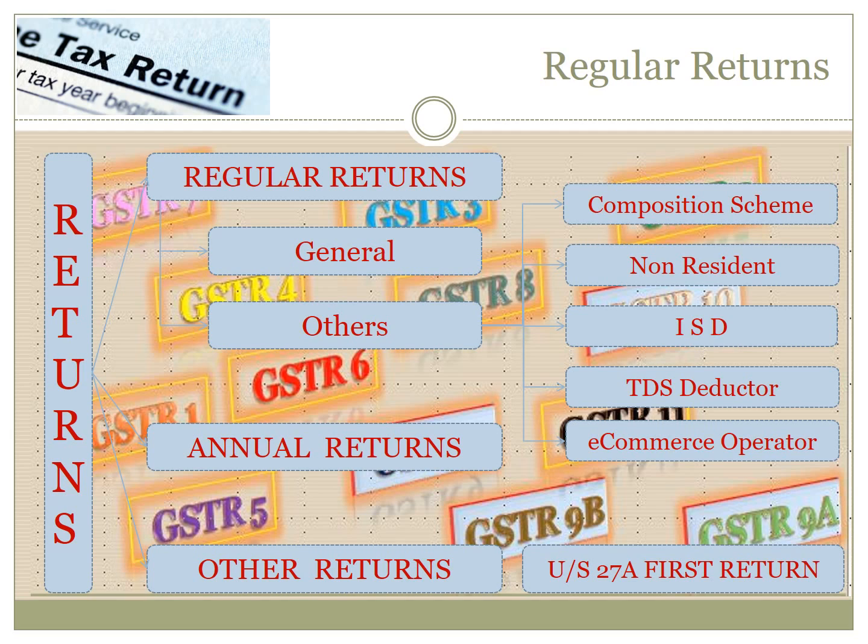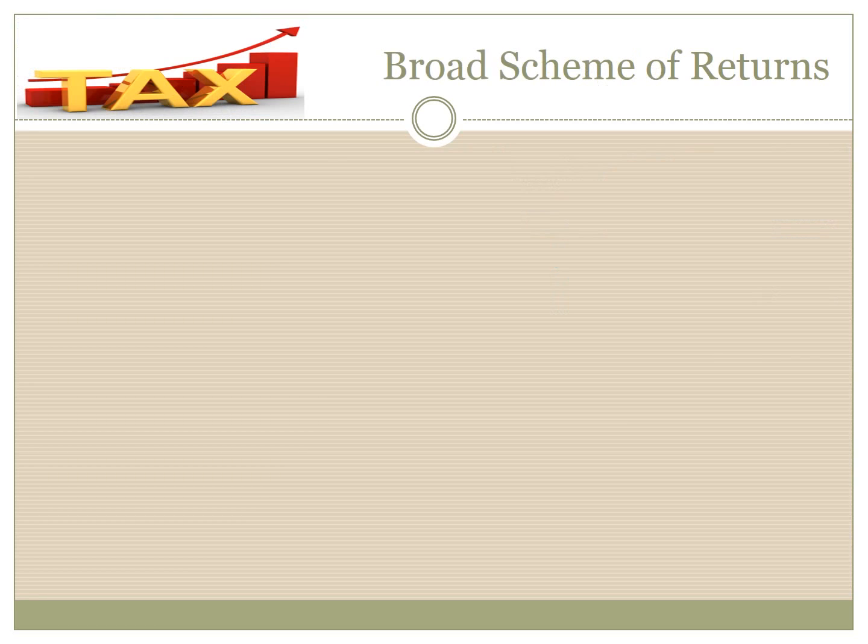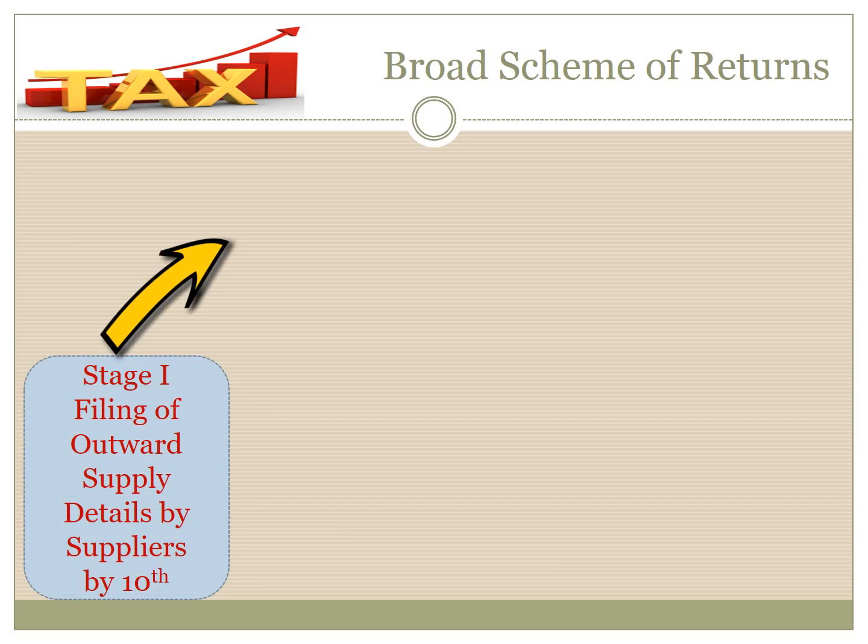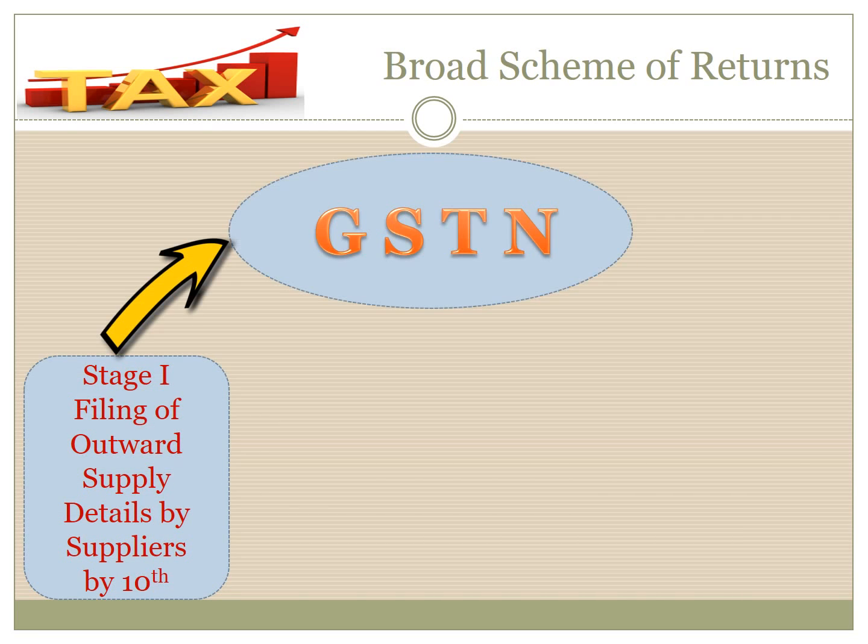Section 27A stipulates that the first return should be filed from the date of registration to the end of the month or quarter of registration. Let us first understand the basic scheme of the returns mechanism. Under the proposed GST, filing of returns is a three-stage affair.